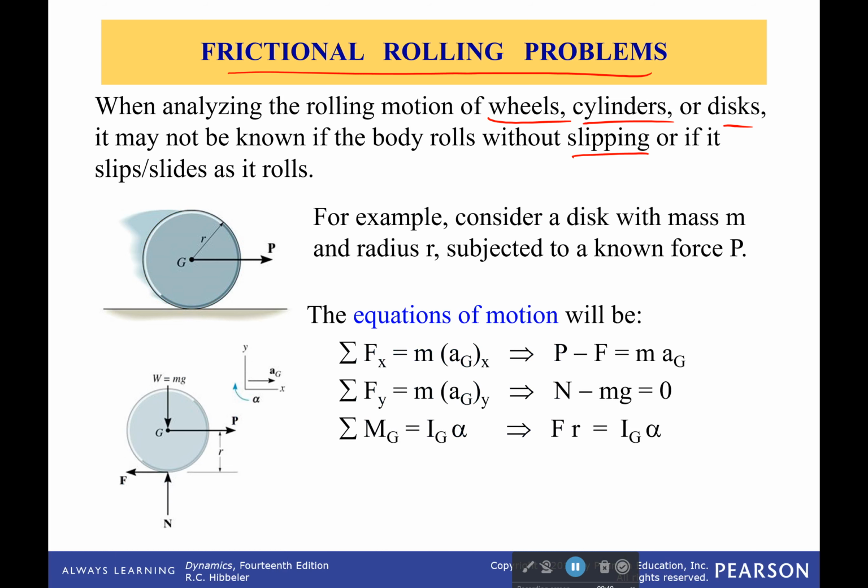So for this disk right here, the equations of motion we're going to see are going to be the following. We're going to have a pulling force pulling us forward. We're going to have a weight through the center of gravity. We're going to have a normal force pushing up from the ground, and we're going to have frictional force, which is going to be resisting the motion.